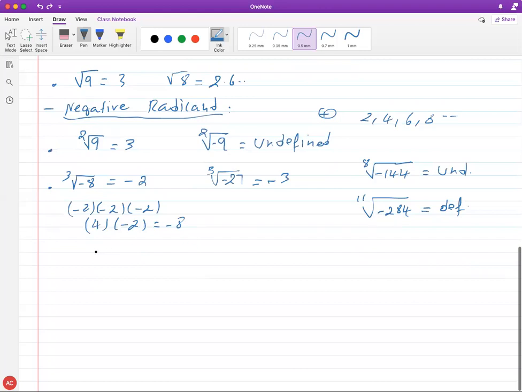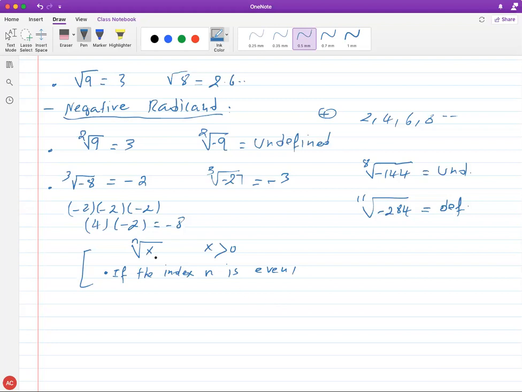So let's write a couple of things here. For any radical like this and x, let's assume x here is positive. So if the index n is even. Finish the sentence. What do you say about x? X can't be what? If the index is even, like here, x can't be what sign? Negative. That's right, it can't be negative.